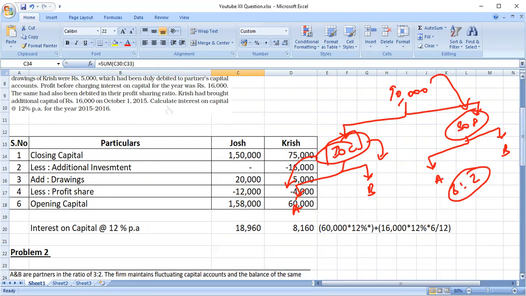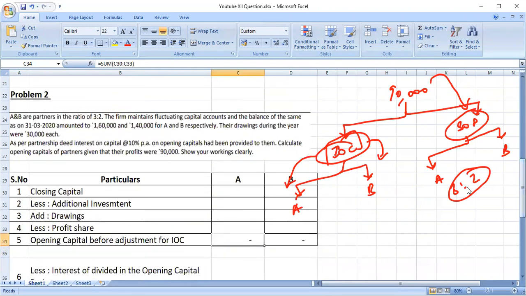But in this case, interest on capital had already been provided. So in order to find out interest on capital, you need opening capital. In order to find out opening capital, you need interest on capital. So it's like a vicious circle. You really don't know where to start and how to end this. You have to assume something to be a variable and solve this. So what we can do in order to solve this question, it provides a complication like this.